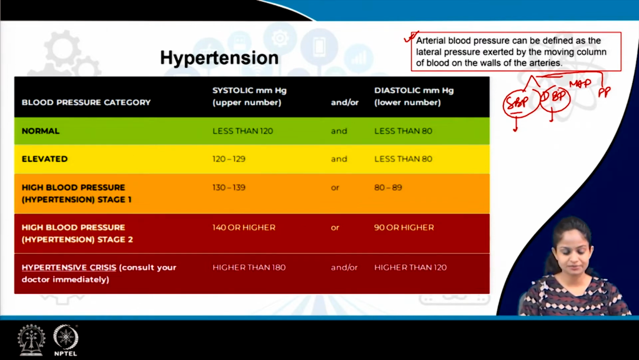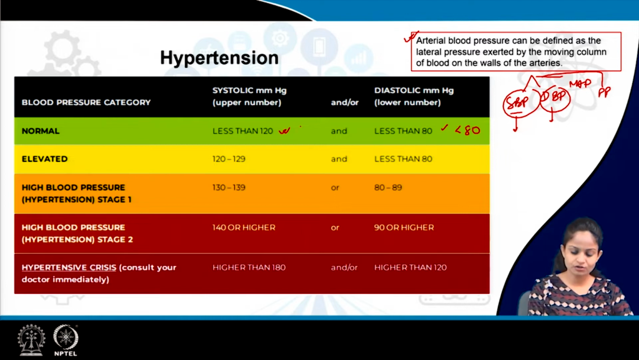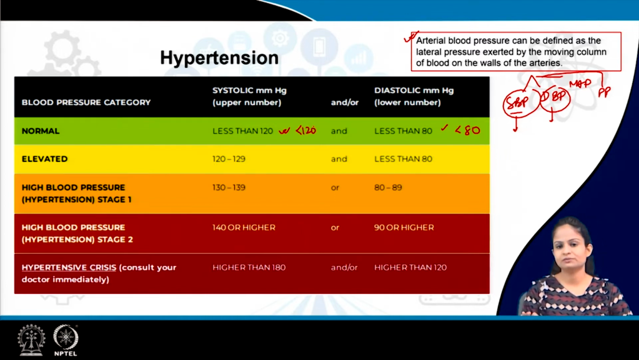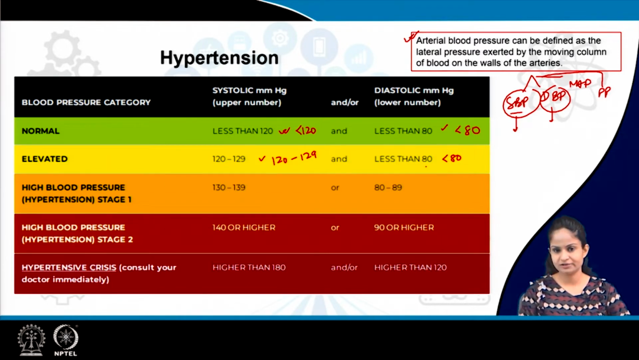The recent hypertension classification is: normal if the systolic blood pressure is less than 120 millimeter of mercury and the diastolic is less than 80 millimeter of mercury. So, this is the normal blood pressure as of now. Elevated is 120 to 129 and less than 80. So, elevated blood pressure is 120 to 129 millimeter of mercury with diastolic blood pressure less than 80. The borderline will come under this.